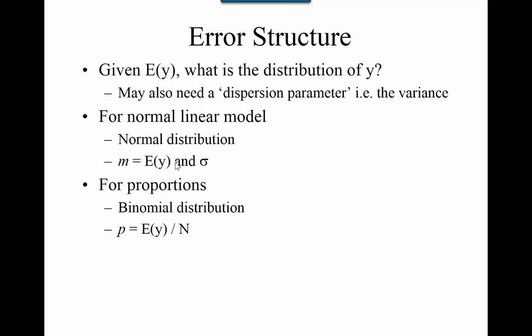For proportions, we're going to assume that we have a binomial distribution. So now our observations are discrete. They're between 0 and some upper limit n, and our probability p of getting a success is just the expected number of heads divided by the number of trials. And for counts, we use a Poisson distribution. Again, it's discrete. 0 is the lowest number you can get, then 1, 2, and so on, but there's no upper limit. Any number is in fact possible.